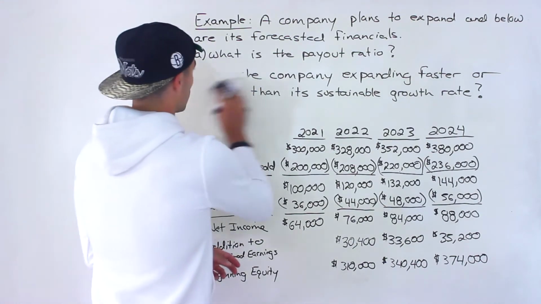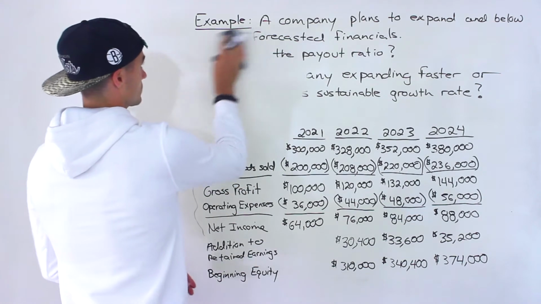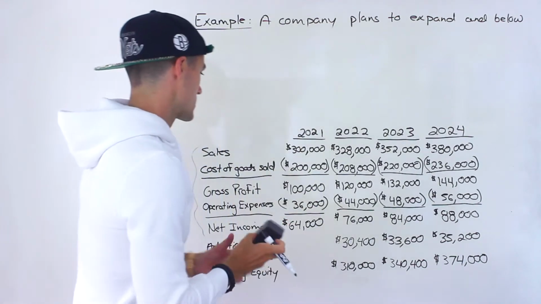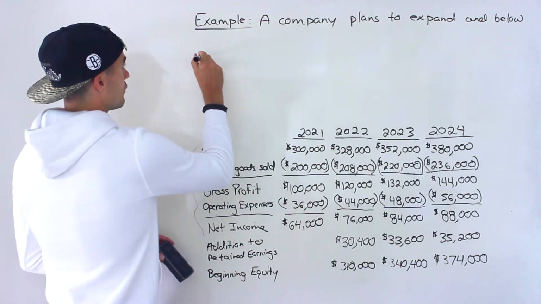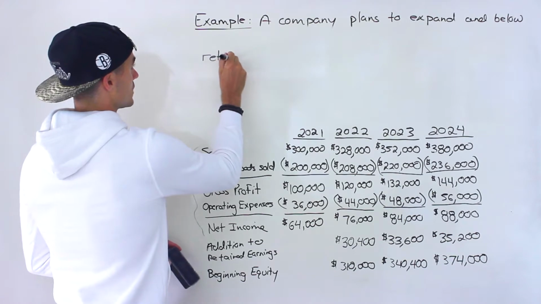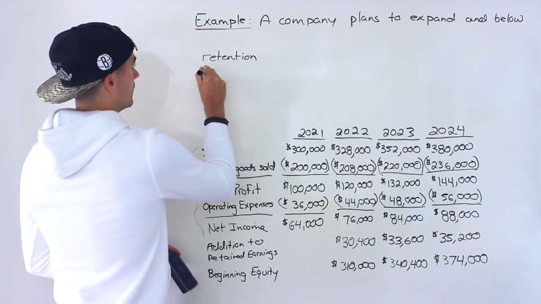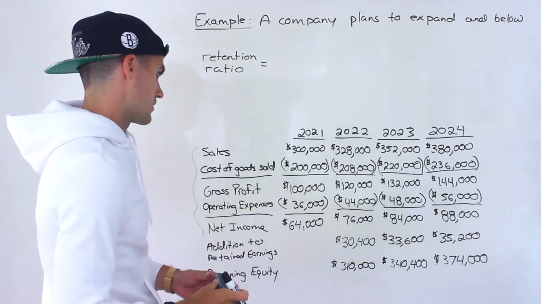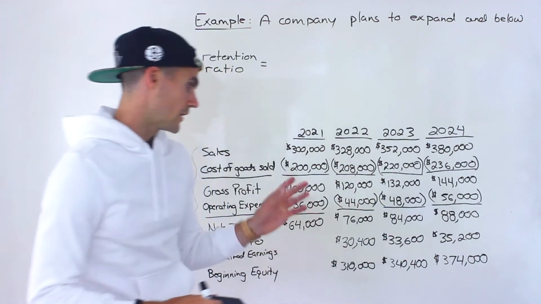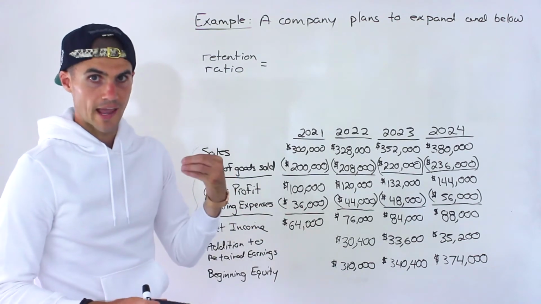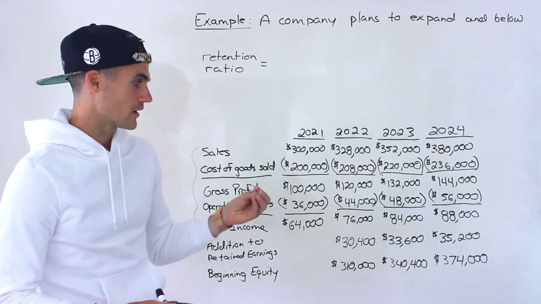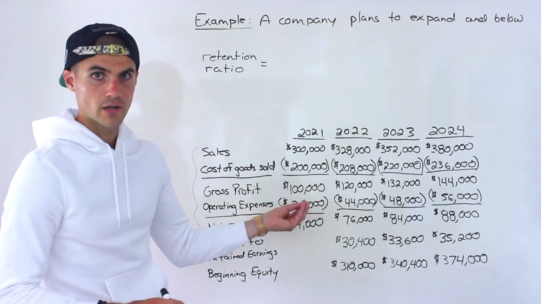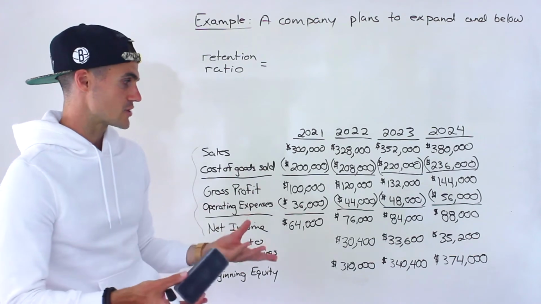So I'm going to do all the work up here. Let's start off with the payout ratio. Now notice from this, we can actually figure out what the retention ratio is. What is the retention ratio? The amount that's retained within the company from net income, or the addition to retained earnings, which is this row over here, over net income. That's going to give us that retention ratio.